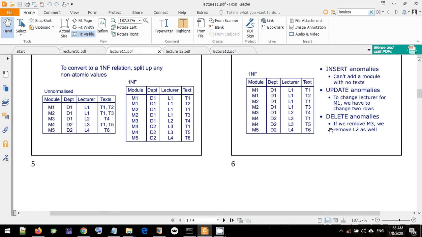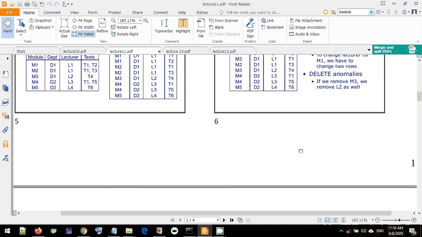We have the delete anomalies. If we decide to delete this module M3, it is going to delete M3 alongside all the elements in its tuple, right? Now, you notice that we do not want to delete a lecturer L2, but we are going to delete L2 as well. So those are some of the anomalies which you observe.